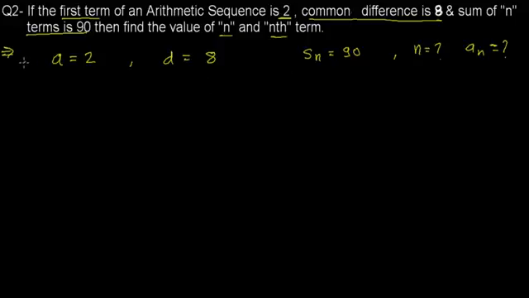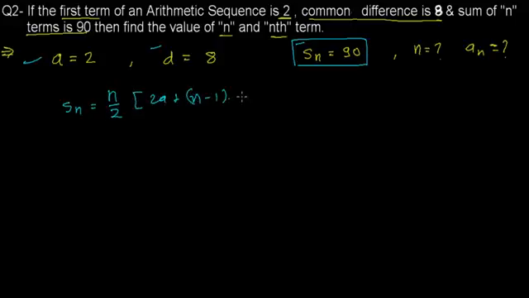Here the first term is given, the common difference is given, and the sum of the n terms is given. So it's very easy to deal with now, because you know A, you know D, and you know Sn also. Simply formulate the sum of n terms and put the values. The general sum of n terms formula is Sn equals n by 2 times twice A plus n minus 1 times the common difference. And here we are given that the sum of n terms is 90, so I'm just going to plug in the value 90.